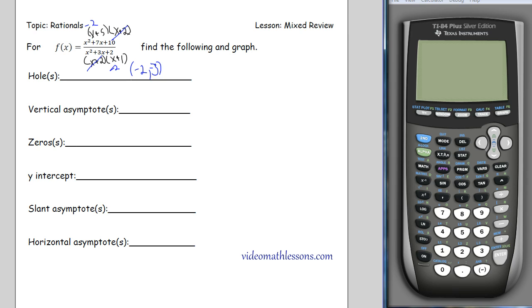Vertical asymptotes, these are in the denominator. So what's left is x plus 1, so my vertical asymptote will be x equals negative 1. The zeros are also known as roots or x-intercepts, so that's in the numerator. I have x plus 5, so I know my root is at x equals negative 5. Y-intercept: you find the y-intercept from the back two numbers, because if I plug in x is 0, all this other stuff will go away. So I have 10 over 2, which is 5. So I know the y-intercept is 5.